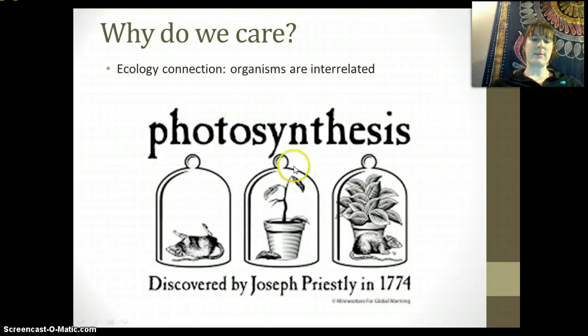There's this pretty famous experiment done where you had an animal, put him in a sealed bell jar, died. Plant, sealed bell jar, died, but both together, and they were able to live. So think back to ecology. Photosynthesis and cellular respiration work together to allow life.